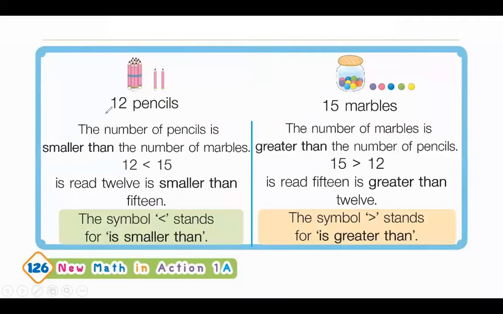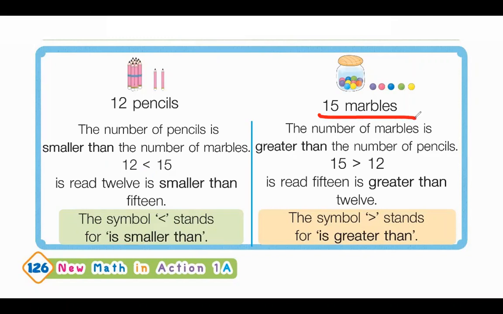So let's have 12 pencils. The number of pencils is smaller than the number of marbles. Look at this symbol. It is read 12 is smaller than 15. Look at this symbol. It stands for is smaller than. Again, that symbol is called smaller than.